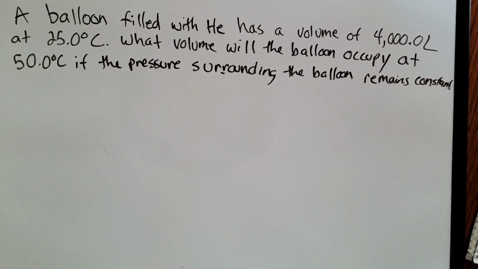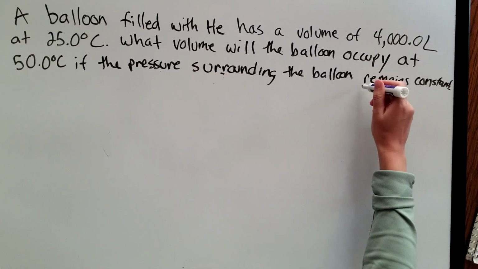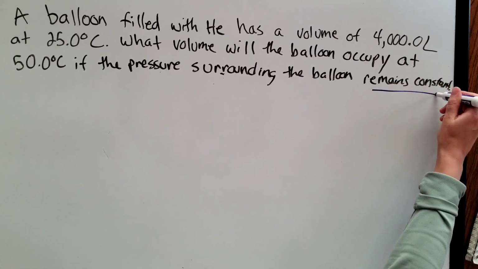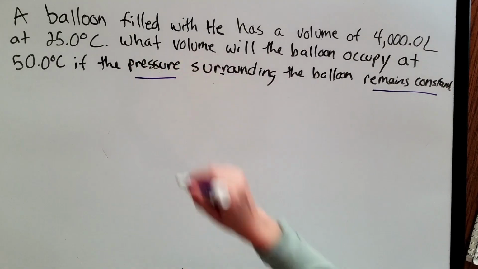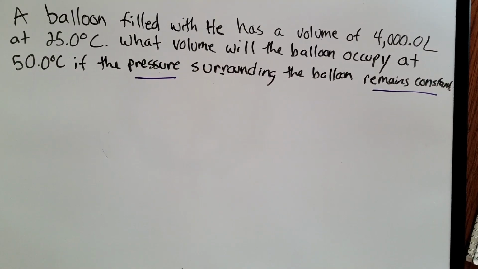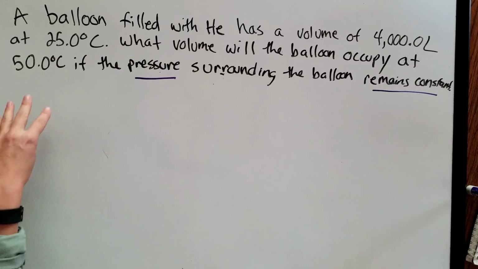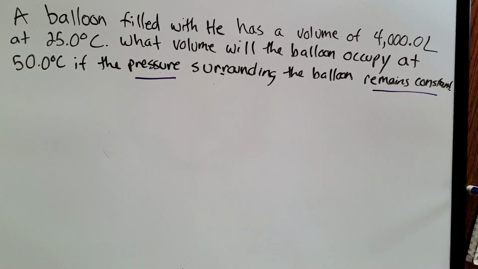Okay, so a few things here that are really going to help us out. Whenever it says something remains constant, so in this case the pressure is remaining constant, that means we don't need that variable. So we don't need P in there at all. I'm going to start by writing my knowns and unknowns. I'm going to make a list because that will help me figure out which equation I want to use.